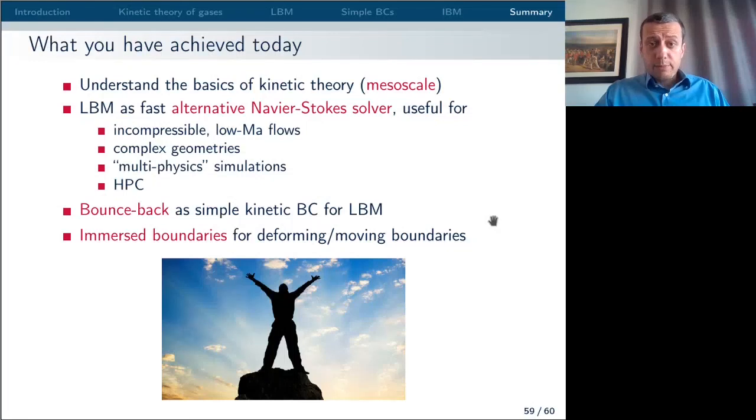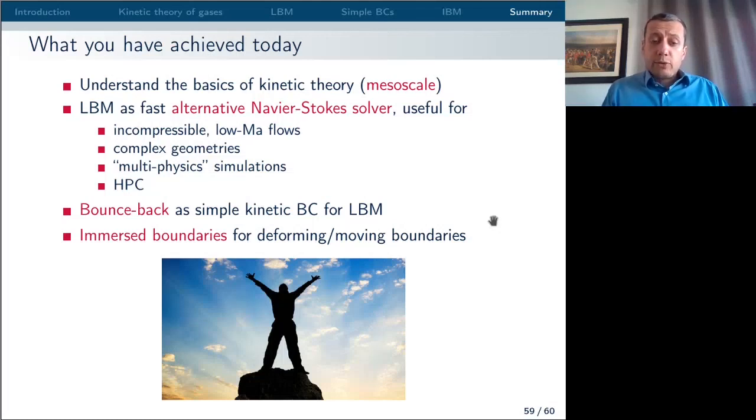Let me summarize the entire lecture. What have you achieved in this lecture? You have hopefully understood the basics of kinetic theory and the mesoscale. Lattice Boltzmann is a fast alternative Navier-Stokes solver. The difference is it is not discretizing Navier-Stokes directly. It is a heavily simplified discretization of the Boltzmann equation, but in a way that you recover the Navier-Stokes behavior.